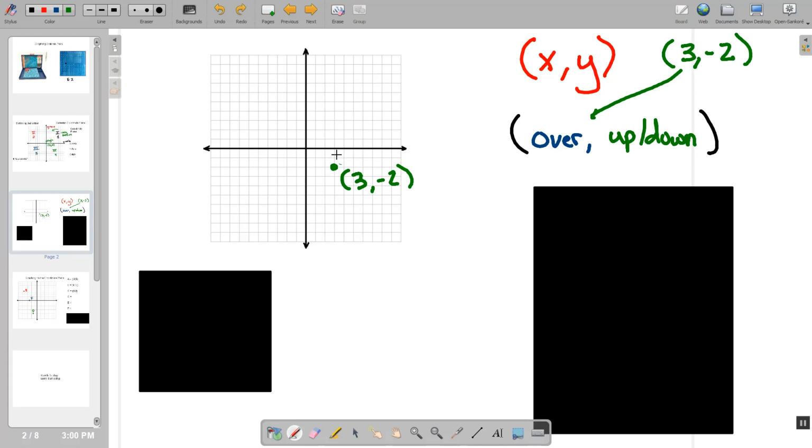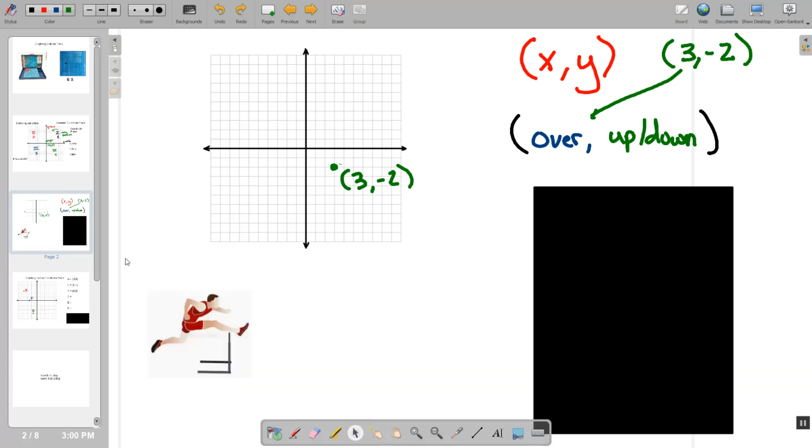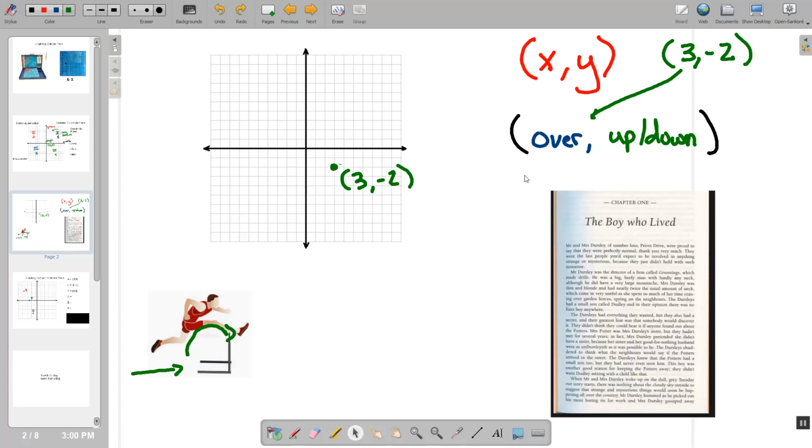Now, the way I try to remind myself to go over before you go up and down is twofold. One is you think of a hurdler. If there's a hurdle out in front of you, you have to run to the hurdle first, and then you jump over the hurdle. So you have to run over before you jump up. Over before up. The other way to think of it is if you are reading a book, you have to read across the page first, and then you work your way down the page.